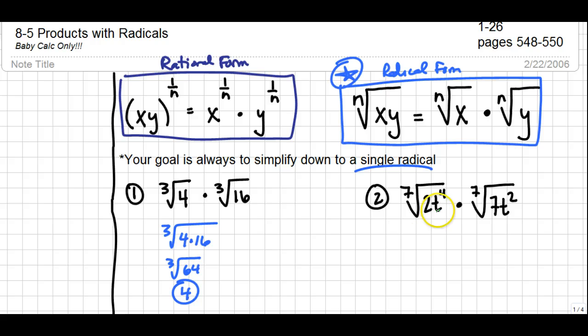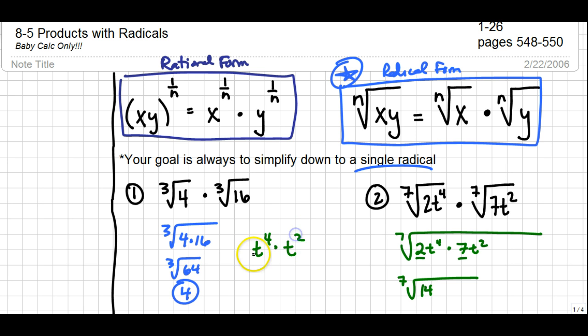Let's try one now with numbers and letters. Again, we can combine here because they're both the same type of root. So I'm going to say 2t to the 4 times 7t squared. Now the 2 and the 7 are being multiplied together, so I'm just going to write 14 there. And then t to the 4 times t to the second. Let's just write it real quickly over here so you can see it a little better. Keep in mind that we learned that property back in Chapter 7. When you have two bases, you should add the exponents. Very good. If it were t to the 4 squared, then we would have multiplied. So in this case, when there's two bases, we're going to add. So we're going to get t to the 6 there.